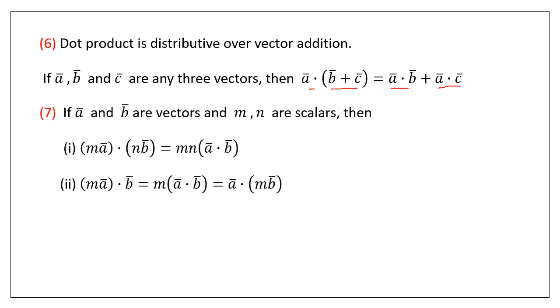If a bar and b bar are vectors and m, n are scalars, then m a bar dot n b bar gives us mn into a bar dot b bar. Also, m a bar dot b bar equals m into a bar dot b bar equals a bar dot m b bar.